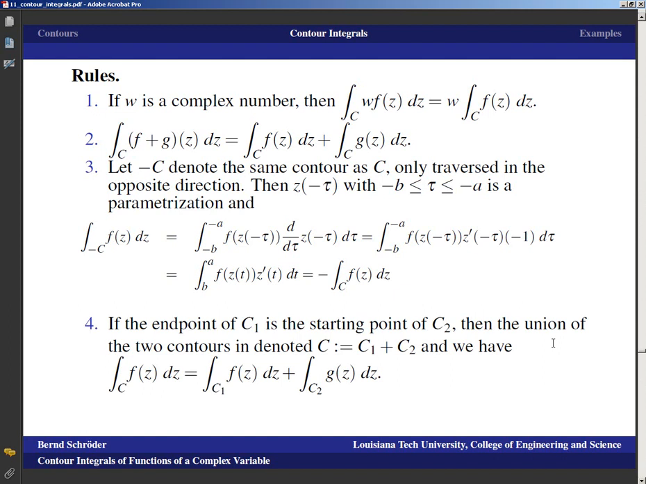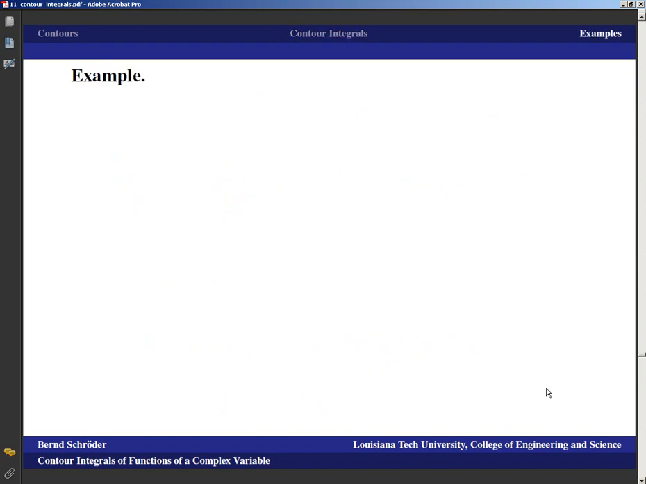Okay, if the endpoint of one contour c1 is the starting point of another contour c2, then the union of the two contours is c1 plus c2, and we have that the integral over c is the sum of the integral over c1 plus the integral over c2. That's the contour integral analog of just splitting an interval somewhere in the middle and then getting that the integral over the whole interval is the sum of two integrals over subintervals.